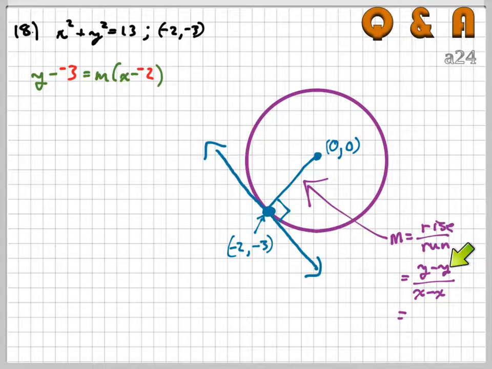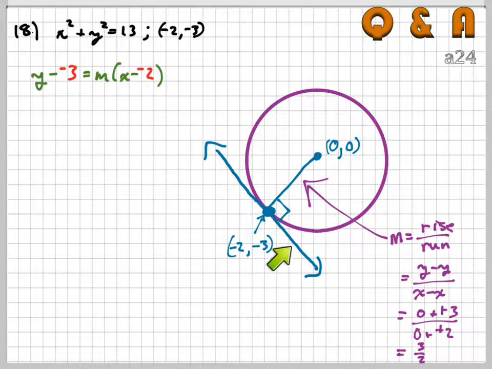Gotta subtract the y's on the top. So there's a y there and a y there, so I have 0 minus -3, and on the bottom, we subtract the x's. That's 0 minus -2. You add the opposite, so it's easier to see, and your answer is 3/2. So the slope of this line right here is 3/2.